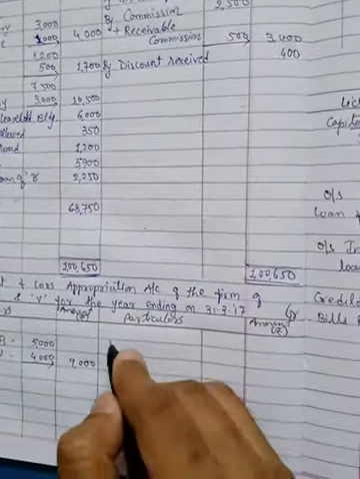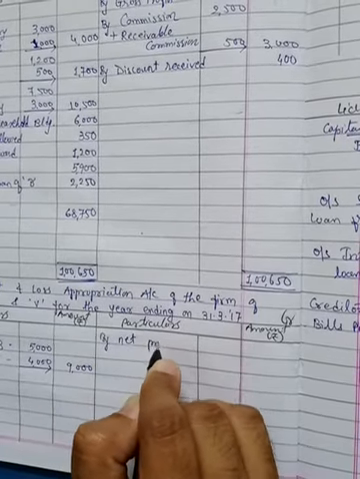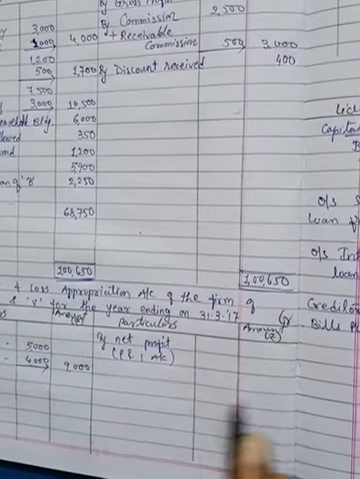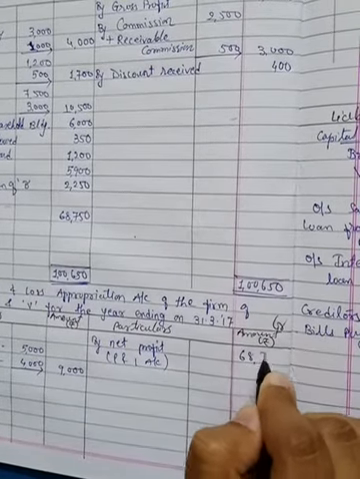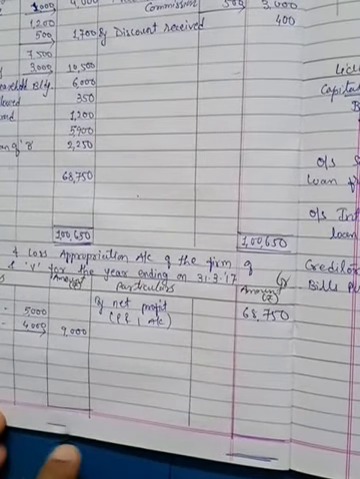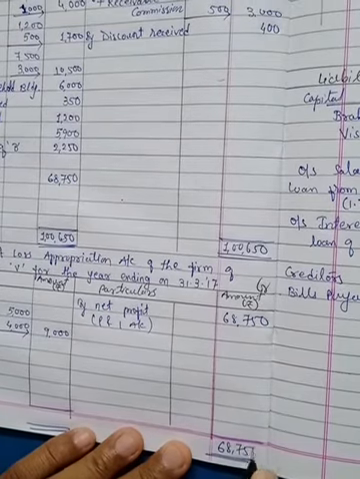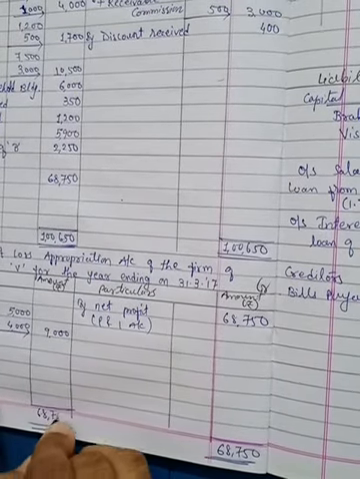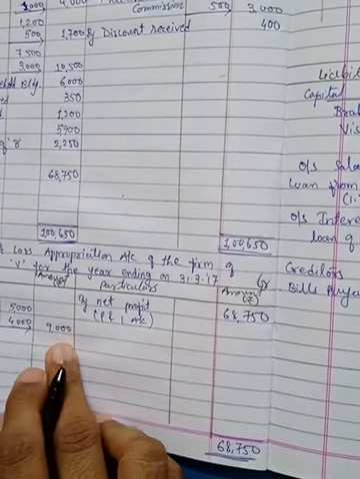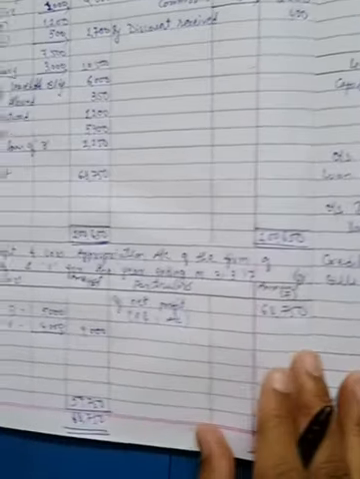So it is shown over here in the appropriation account, credit side, by net profit. You can write that, or you can also use by profit and loss account. Both are correct. 68,750. Now we have to find out the divisible profit, which is distributed among the partners. So 68,750 total, minus 9,000, which is the only debit side value available, gives 59,750. This is your divisible profit.